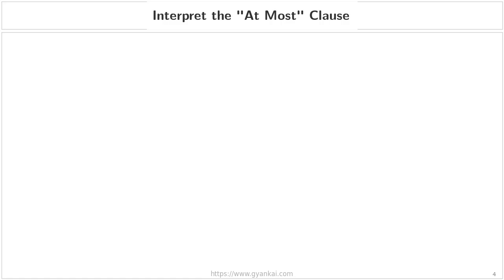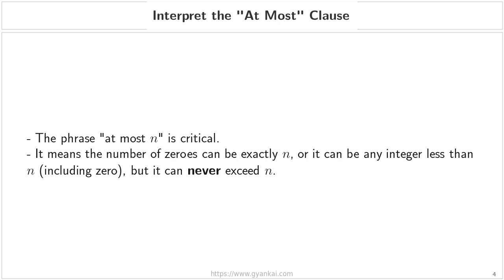Interpret the at most clause. Now, before we move on to a helpful analogy, I want to pause and focus on a very specific part of the rule we just discussed. The phrase, at most n, is absolutely critical to your understanding of this concept. When we say, at most n, we are setting a boundary. It means that the number of zeros can be exactly n, or it could be any integer less than n, and yes, that even includes 0.